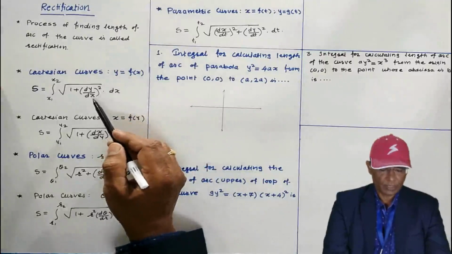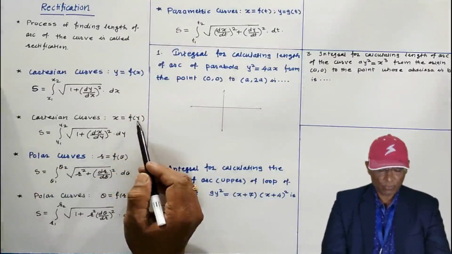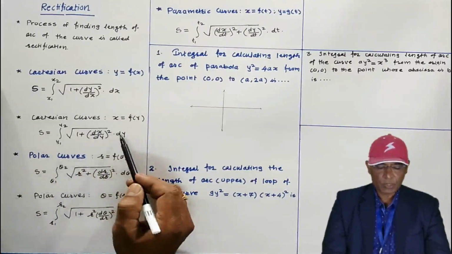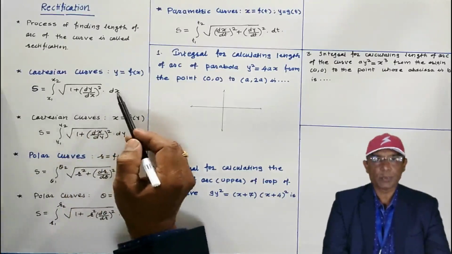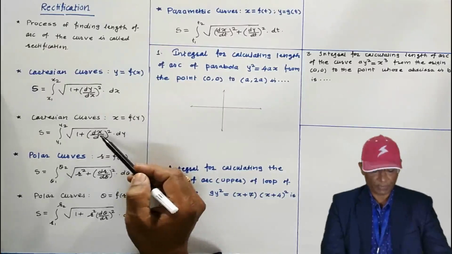This will be convenient. If in the equation of the curve x is explicitly expressed in terms of y, then you can use this formula. Here we are integrating with respect to y, here we are integrating with respect to x, here we have dy by dx, here we have dx by dy.